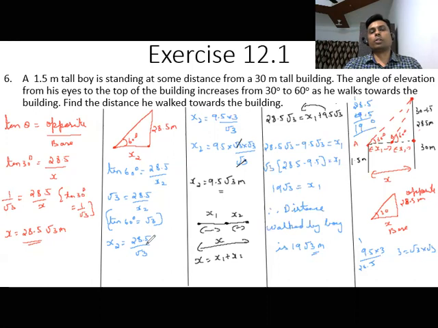Now that root 3 I want to remove in the denominator. So what I'll do is 28.5 I can write as 9.5 into 3. 3 is root 3 into root 3. Root 3 will get cancelled. I have 9.5 root 3. So the new distance is 9.5 root 3. The initial distance is 28.5 root 3. Now what is the distance that he has covered? That is x1. x is x1 plus x2. So subtract the two. Root 3 is common. 28.5 minus 9.5 is 19 root 3. So the distance walked by the boy is 19 root 3 meters.